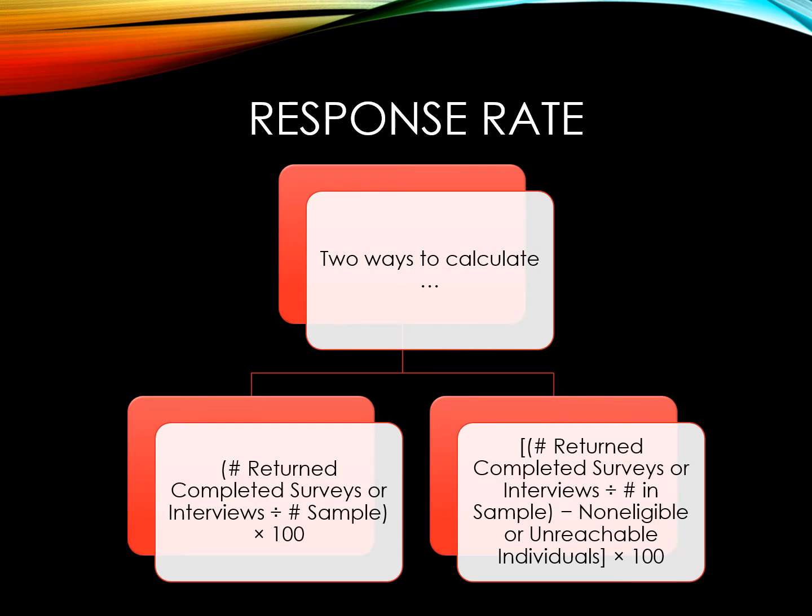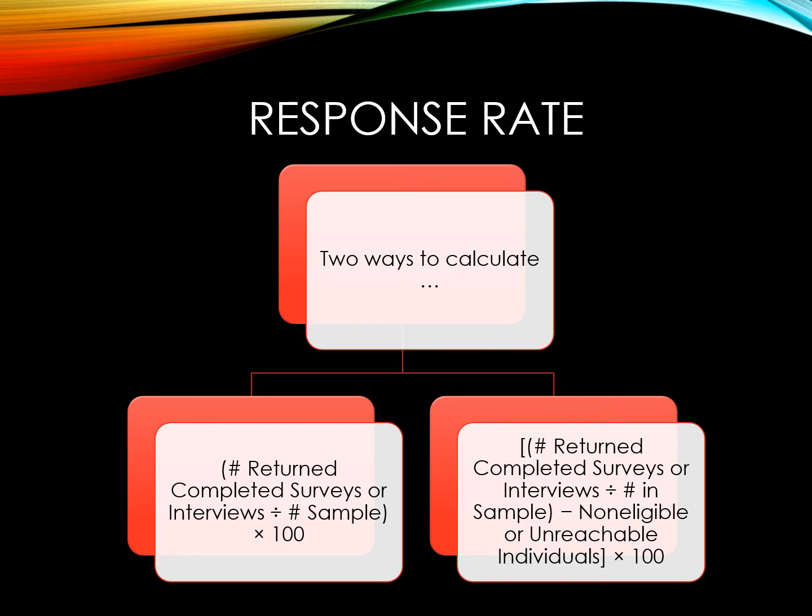There are two basic ways to calculate response rate. You can take the number of return surveys or interviews divided by the number in the sample, and then you subtract out the non-eligible or unreachable individuals. Then you multiply that by 100. The more common way is a little bit simpler. We take the number of return surveys divided by the number in the sample times 100.